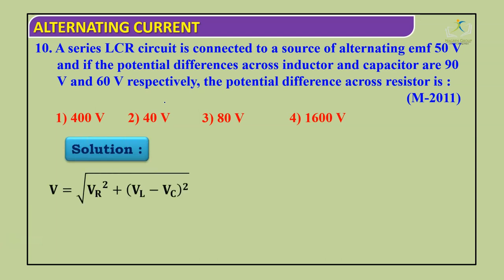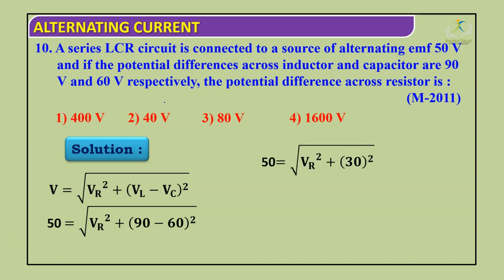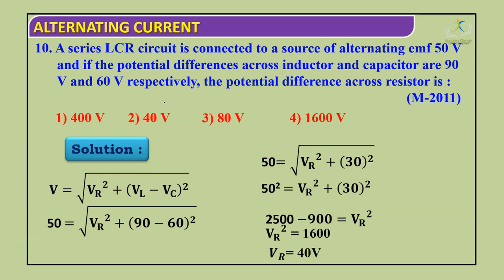We know that the value of V is equal to under root VR square plus VL minus VC whole square. The value of V is given 50 and VR we have to calculate, and VL is given 90 and VC is given 60. So just a simple calculation will be needed. 50 square is equal to VR square plus 30 square. After a little bit of calculation, we get the value of VR, which is 40 volt. According to that, we can say the correct option for this question is 2.